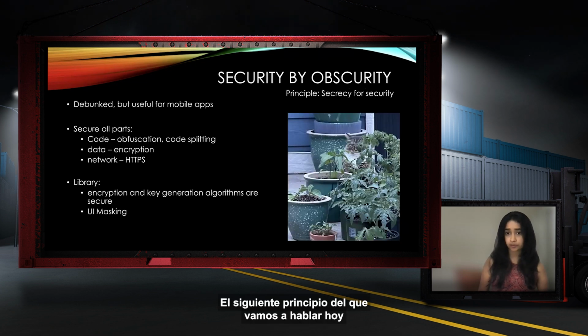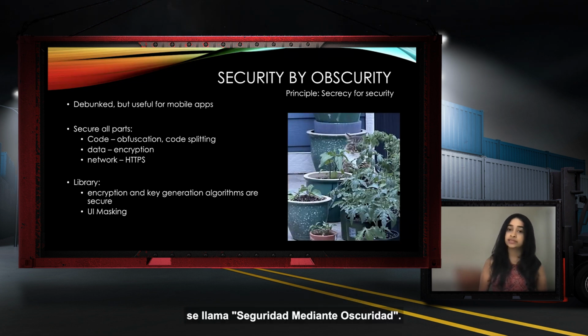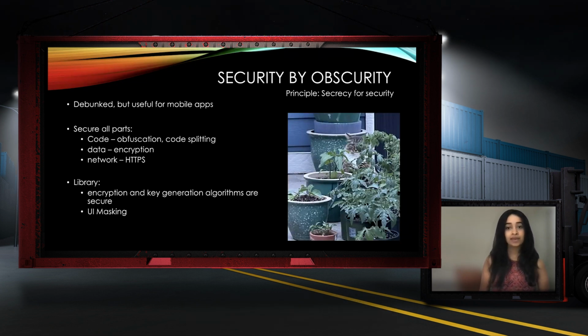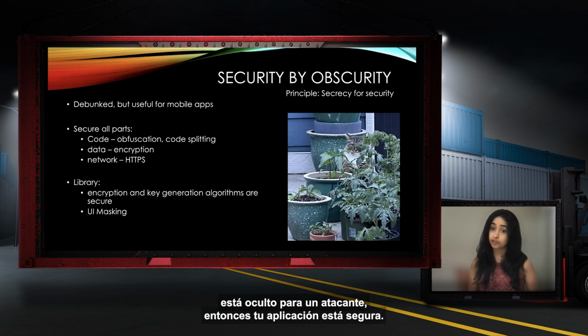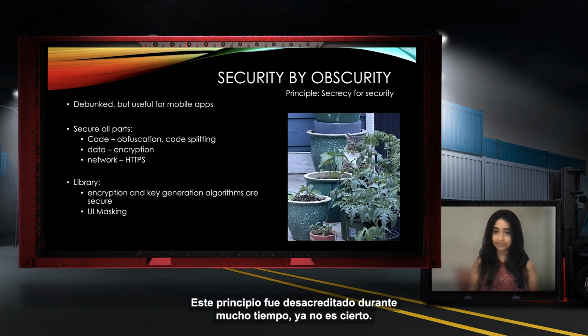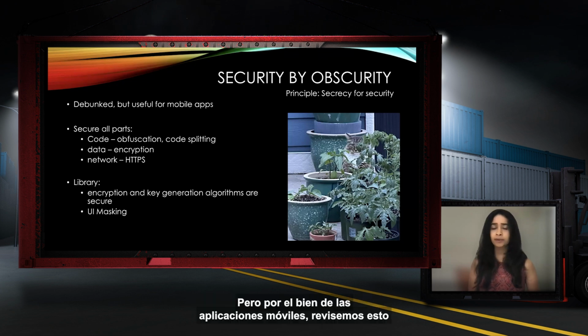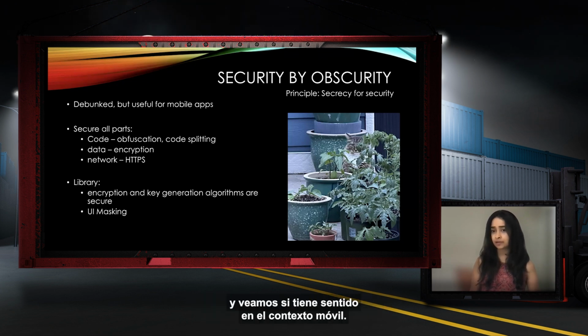The next principle we're going to talk about today is called security by obscurity. What this means is that if the inner workings of your application are hidden from an attacker, then your app is safe. So this principle was long debunked. It's no longer true, but for the sake of mobile applications, let's revisit it and see if it makes sense in the mobile context.